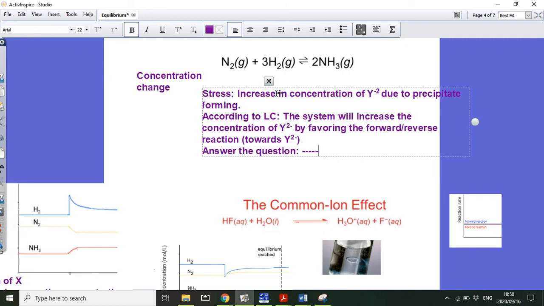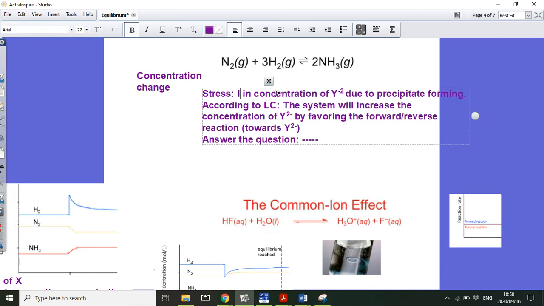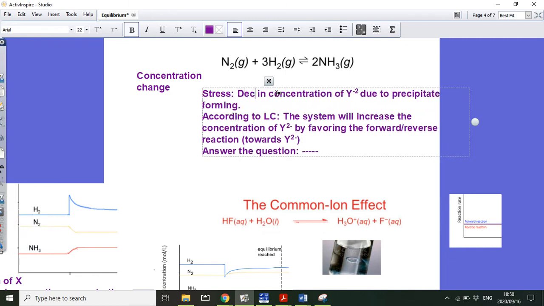If we say it's a decrease in the concentration of the ions, and the only reason why those ions decreased was because of a precipitate forming, so say that: decrease in the concentration of those ions due to a precipitate forming, and therefore the system will increase those ions by favoring either the reverse or the forward, wherever those ions are, but towards those ions. And then you answer your question. Does the color change or what else happens? And that's the last thing that can affect the equilibrium.